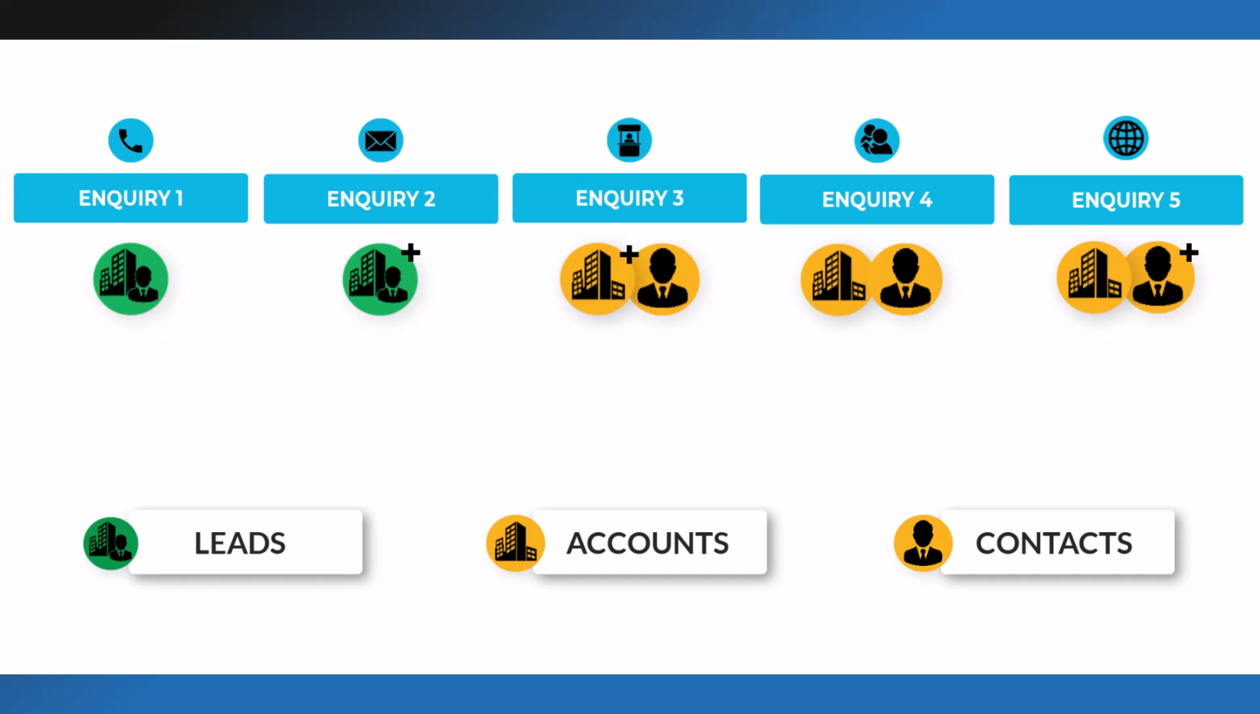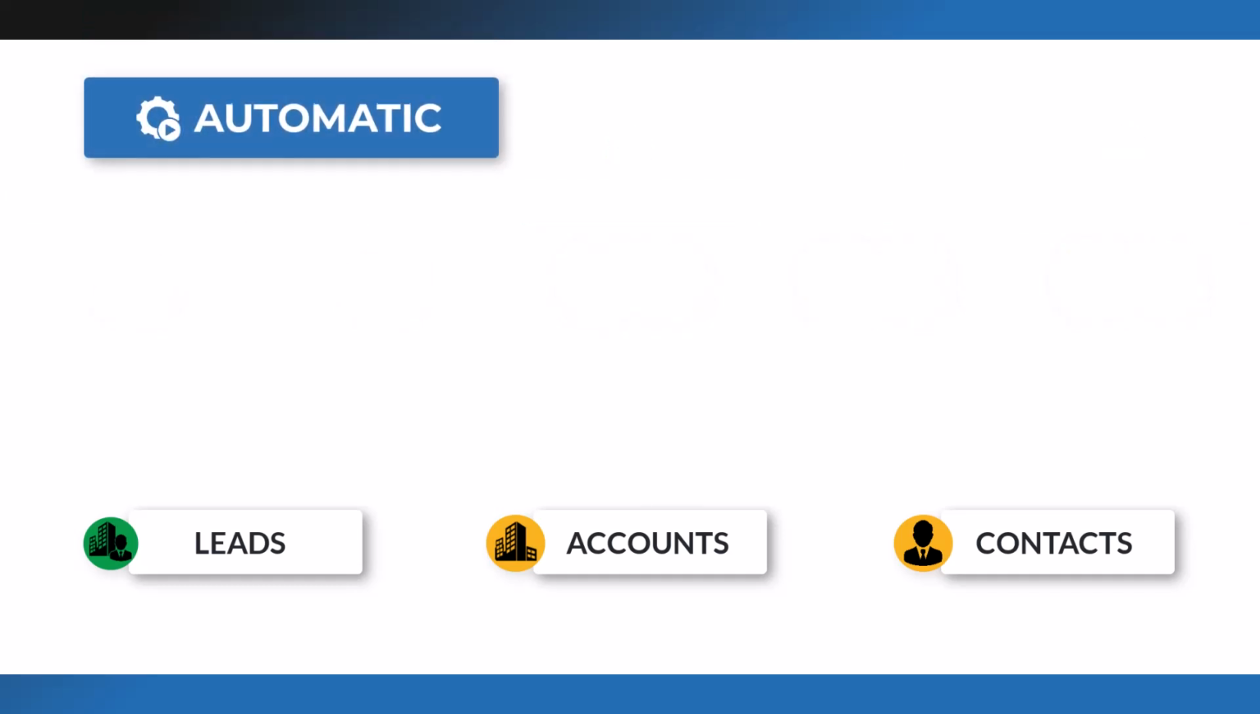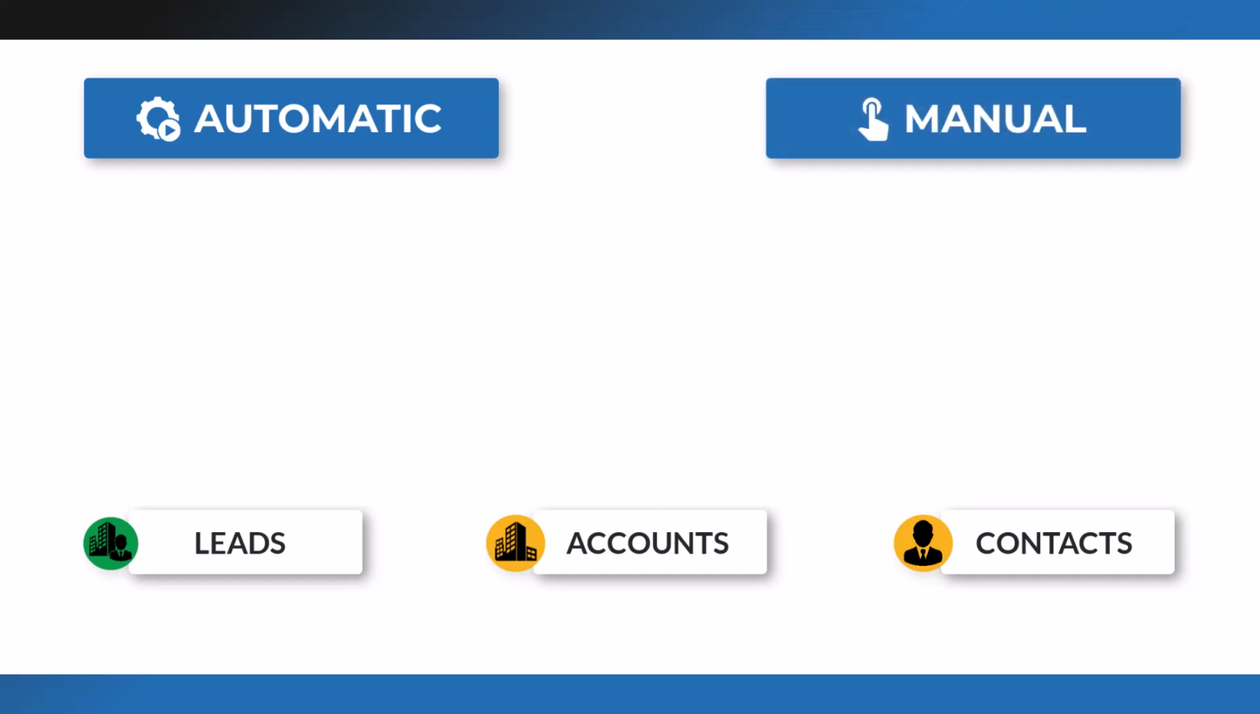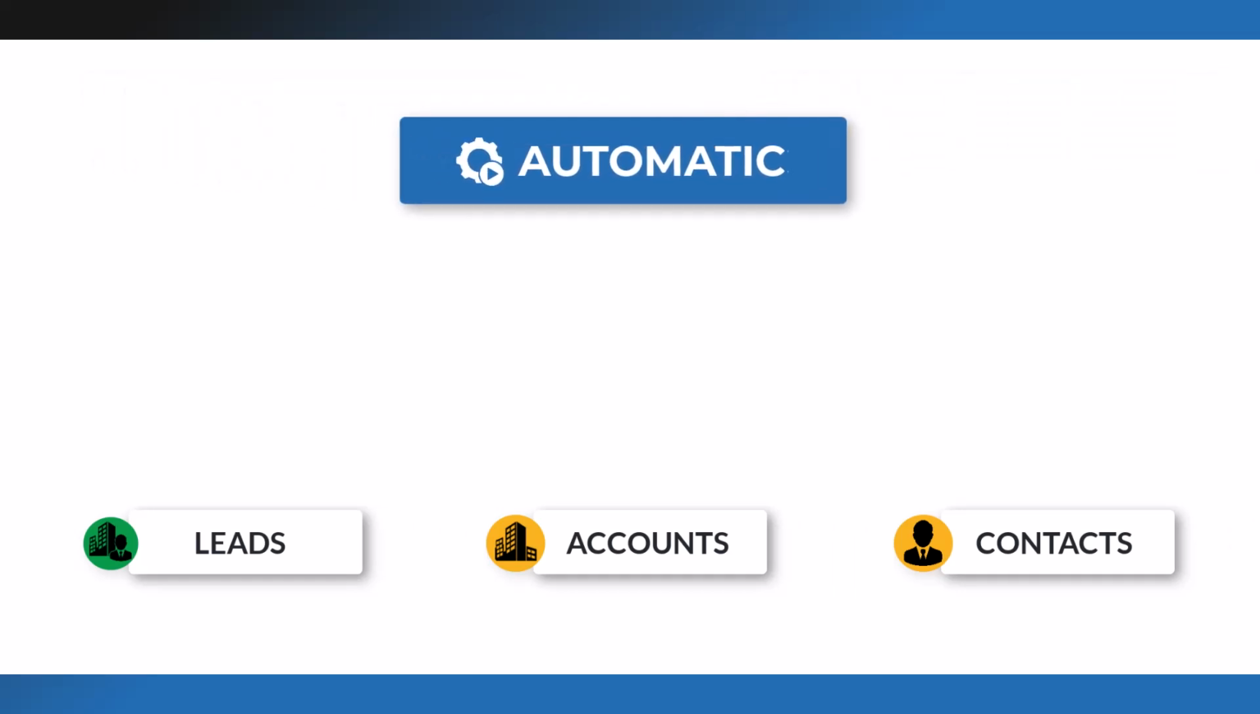There are 2 types of searches for Find and Add. Automatic search, for online inquiries integrated to Zoho. Manual searches, using the Find and Add widget in Zoho CRM. Let's start with the automatic search.